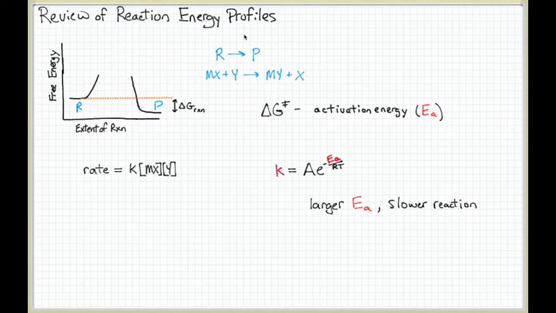You can also have two-step reactions, and that would be represented by this type of progress curve. In this case, we have transition state 1 and transition state 2. Since transition state 2 is larger, that is going to be labeled as the activation energy for the production of product from reactants.